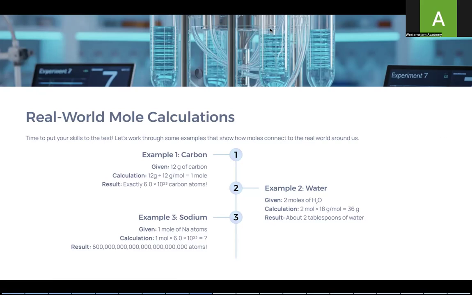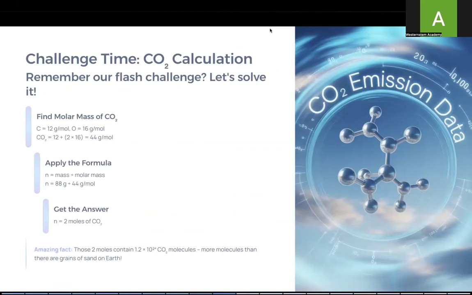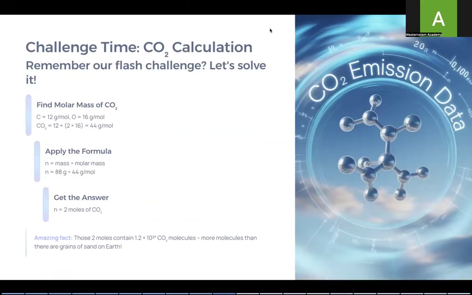Example 3, sodium, 1 mole of sodium atoms. Calculation, 1 mole times 6.0 times 10 to the 23 is equal to, and then you get your answer, 6.0 times 10 to the 23 atoms. So these are just some examples of real world calculations. Now, challenge time, the CO2 calculation. Remember the flash challenge? Let's solve it.